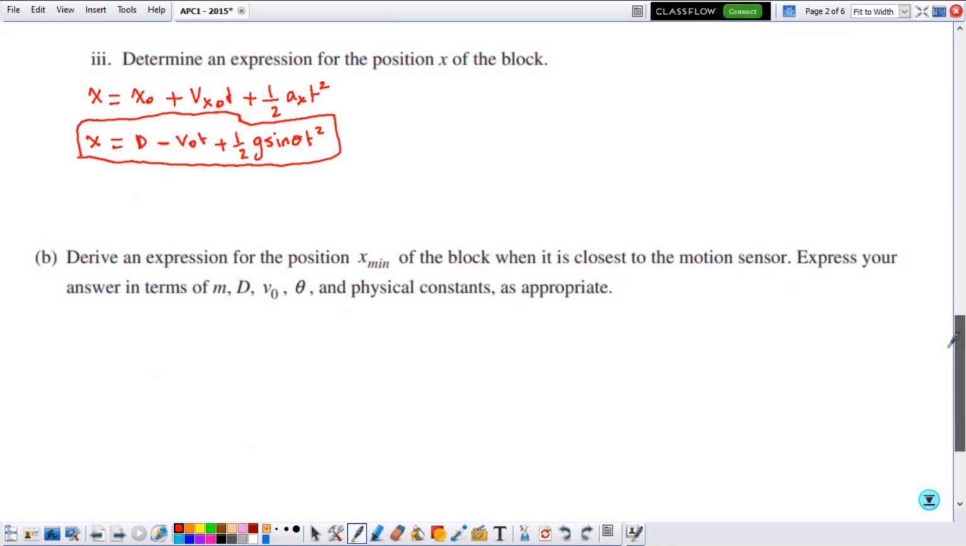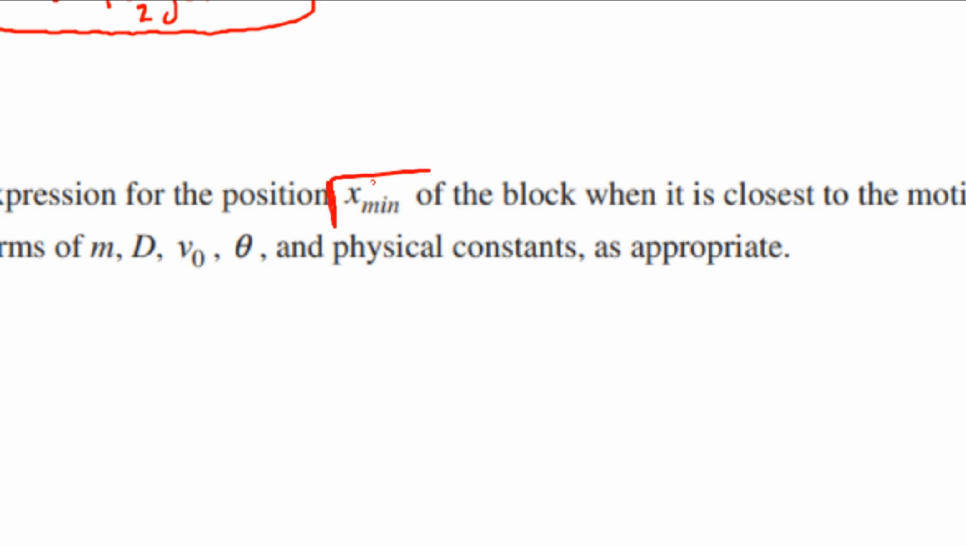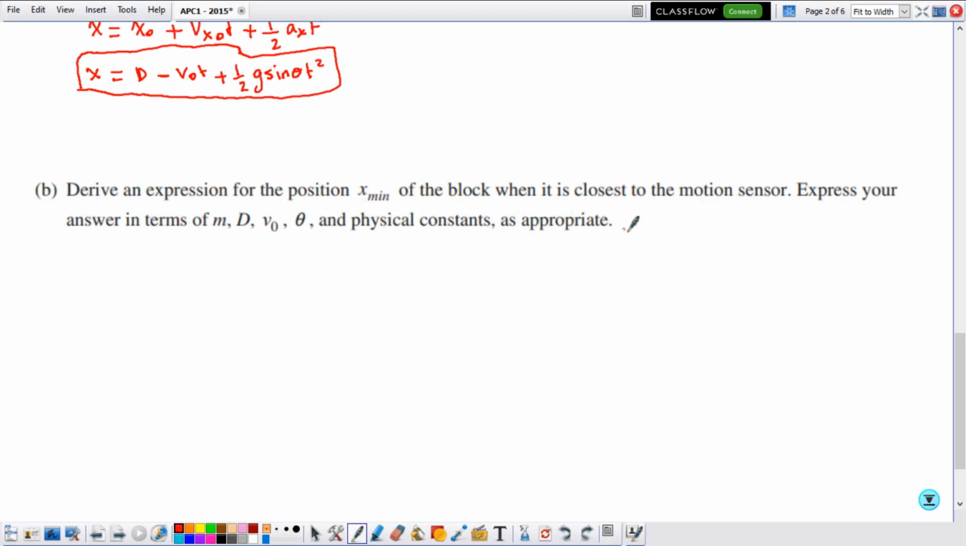Now in part B, we need to derive an expression for the position x minimum of the block when it is closest to the motion sensor. Express your answer in terms of m, d, v0, theta and physical constants as appropriate.